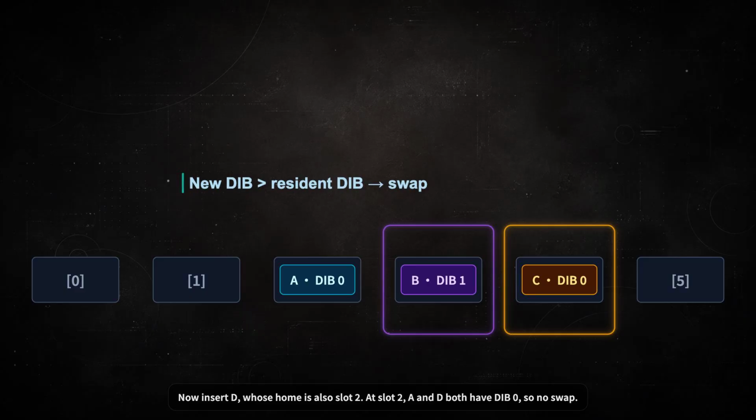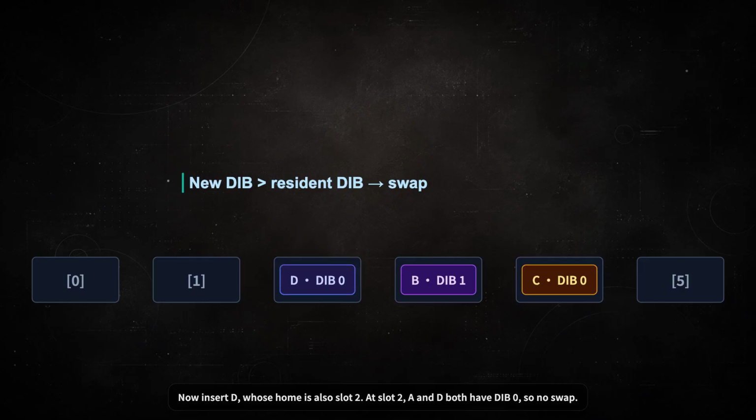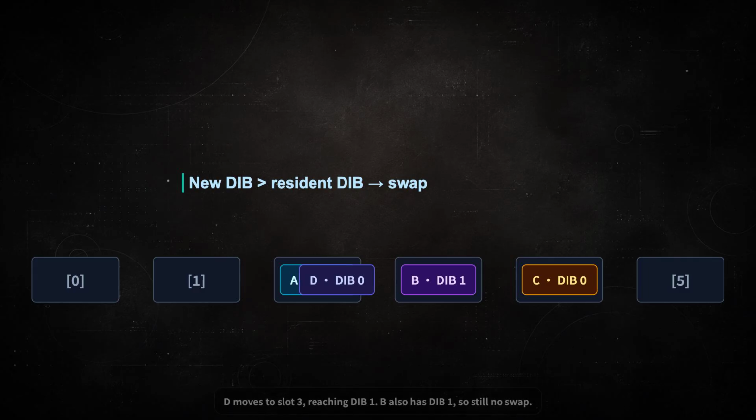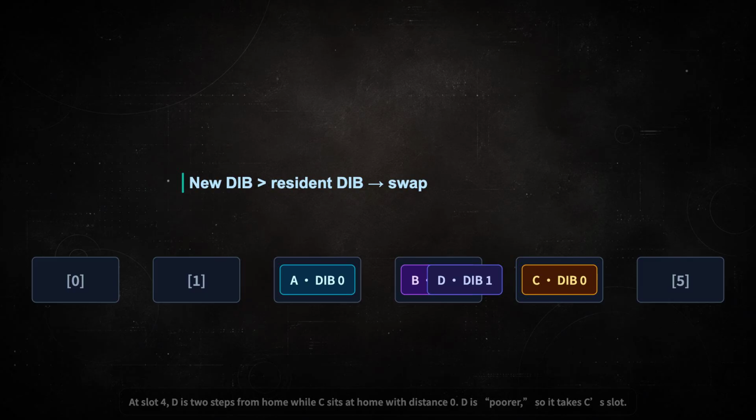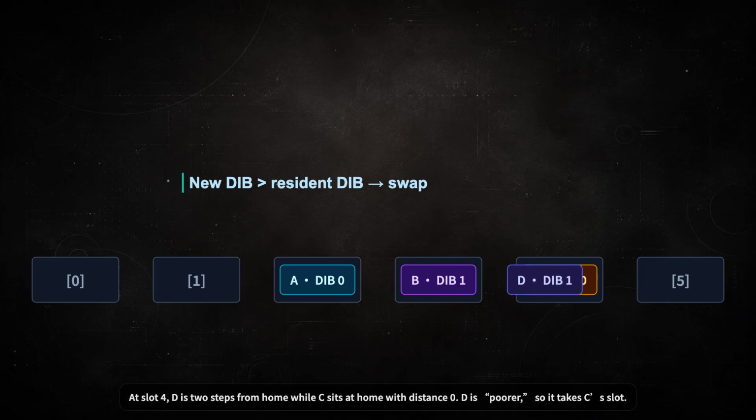Now insert D, whose home is also slot 2. At slot 2, A and D both have DIB 0, so no swap. D moves to slot 3, reaching DIB 1. B also has DIB 1, so still no swap. At slot 4, D is 2 steps from home, while C sits at home with distance 0.